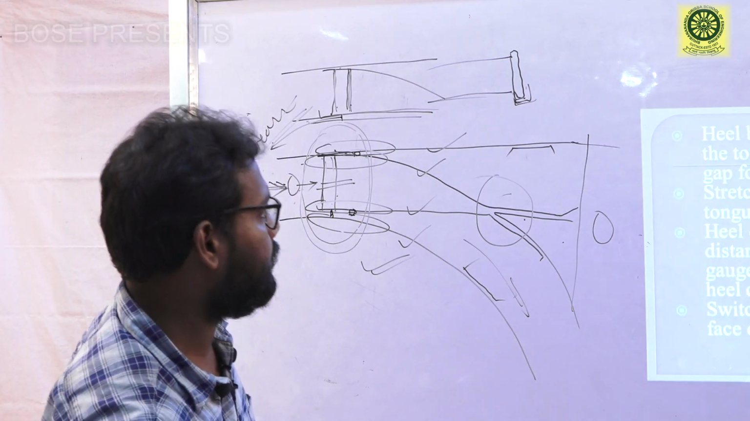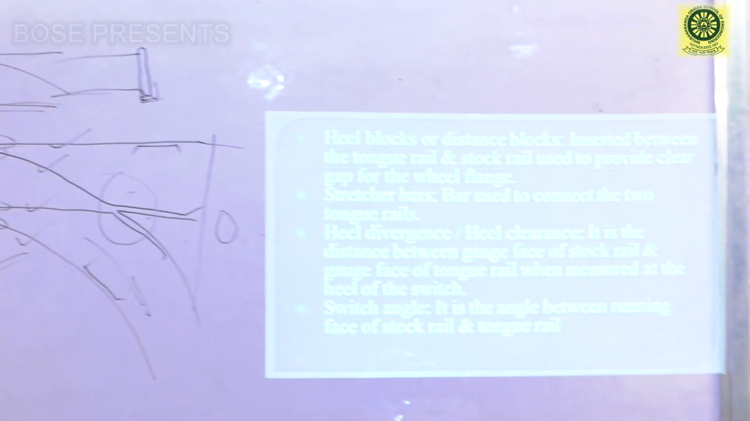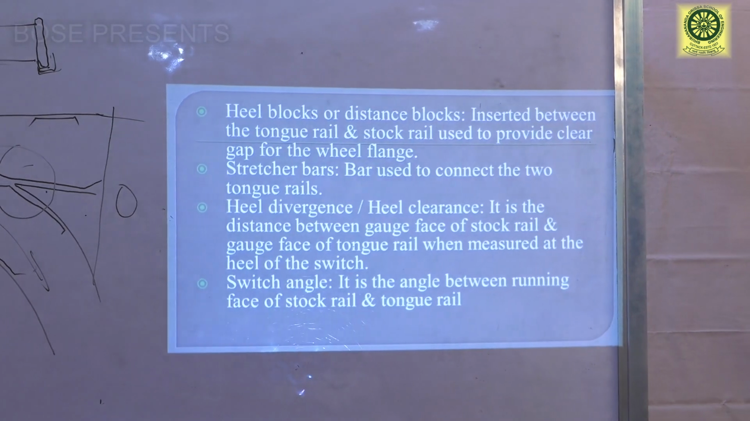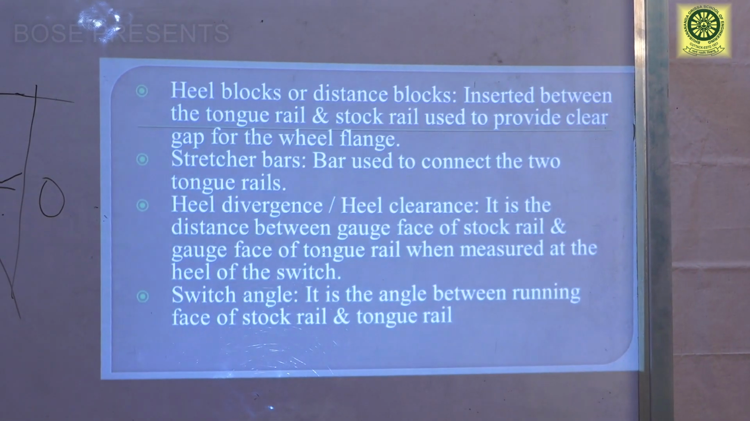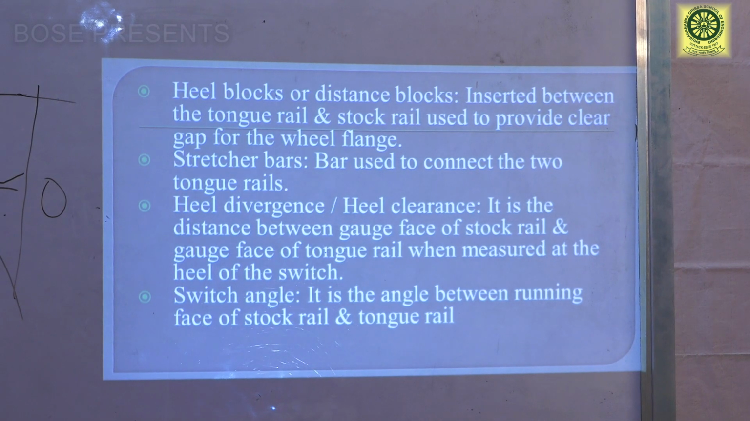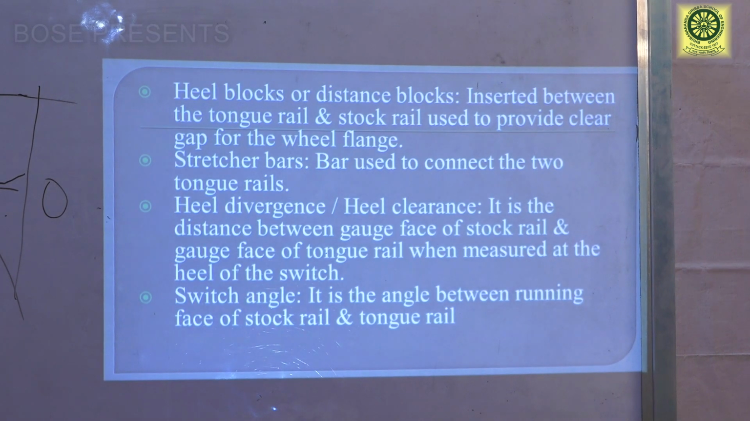Now come to the next slide. What do you mean by heel block? As you told before, heel blocks are provided for what? For clearance of the flange of the wheel. So look at the definition: inserted between the tongue rail and stock rail, used to provide a clear gap for the wheel flange. Next is stretcher bar. Stretcher bar is used to connect two tongue rails.